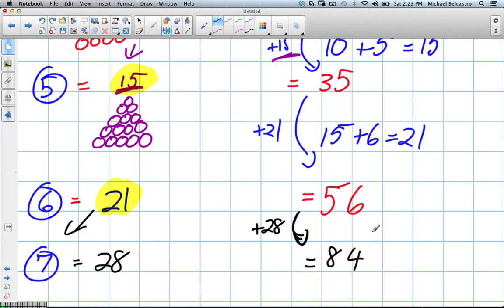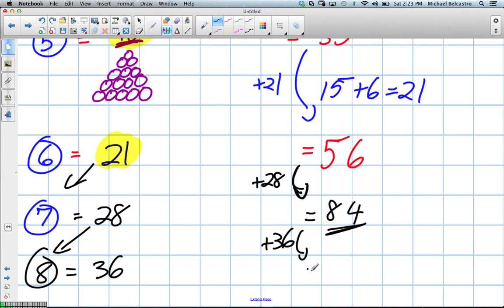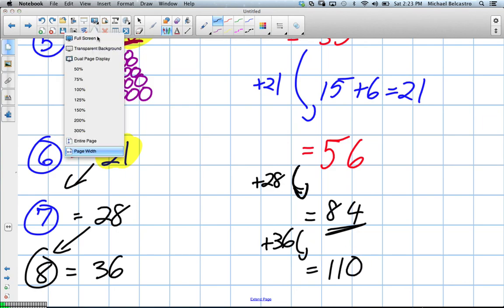84. 84. Good. And let's just go one more because we said there was 100 cans. So now so far he's used 84 cans. Term 8. How many cans are going to be in the bottom row? 36. 36 cans in the bottom row, which means we're going to increase by 36. How many cans do we have? 110. Looking at this. 110.